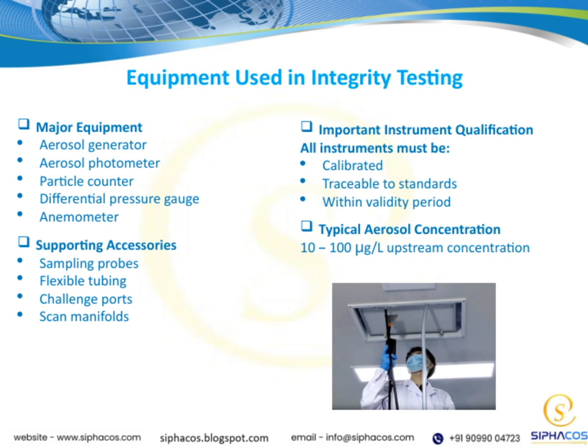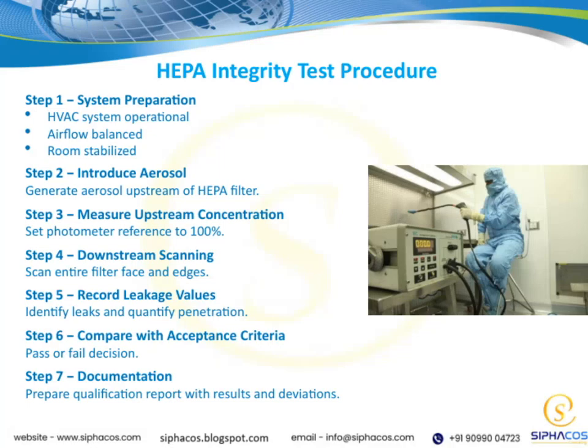Properly qualifying our instruments and understanding the equipment and accessories involved are key steps in maintaining the overall quality and validity of our testing processes. Let's walk through the HEPA integrity test procedure. First, in Step 1, we need to prepare the system. This means ensuring the HVAC system is fully operational, the airflow is balanced, and the room is stabilized. These steps are crucial because they set the foundation for an accurate test.